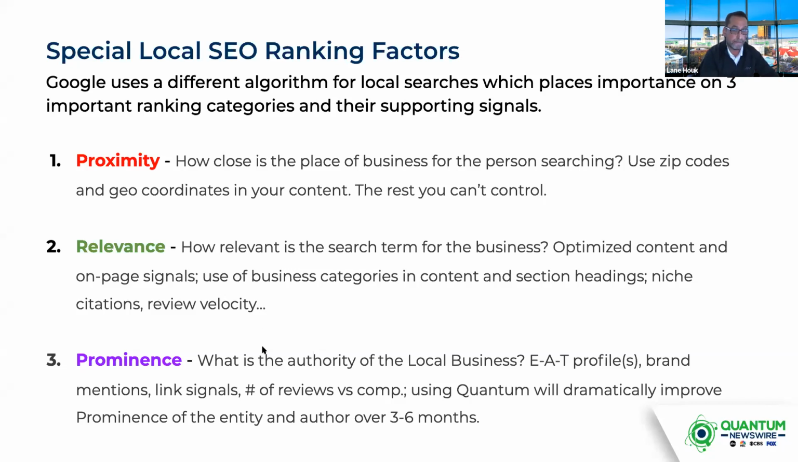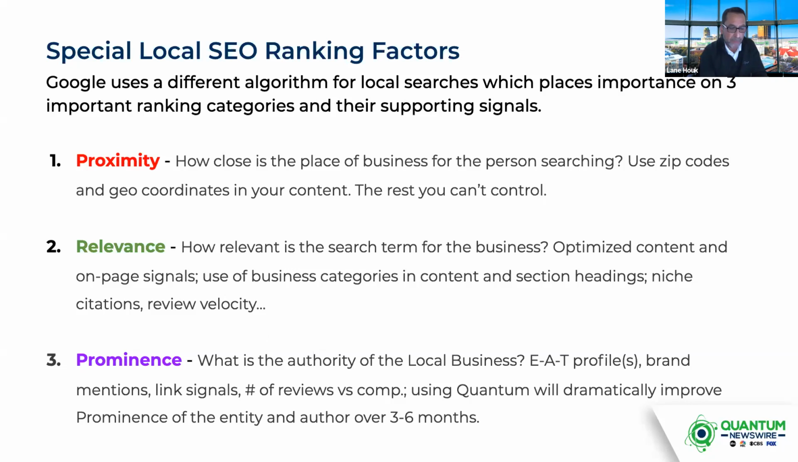Prominence, this is all about authority. So this is where Quantum can really hit it out of the park in terms of sending prominence type signals to the algorithm, building the EAT profile. So authorship is really important here. There are specific things you can do around authorship with your clients.